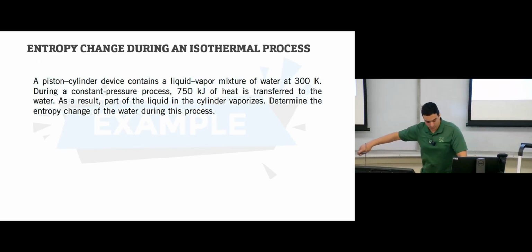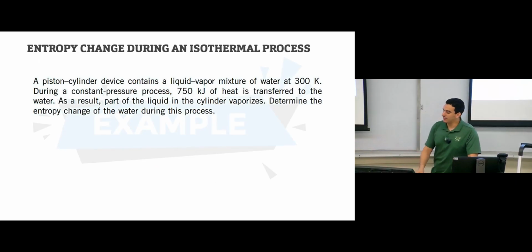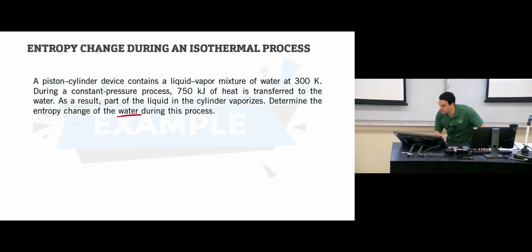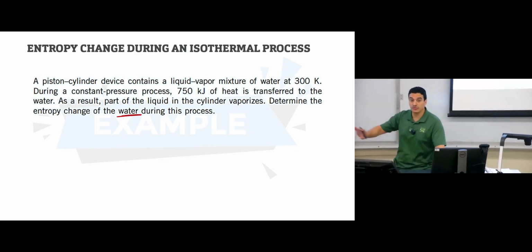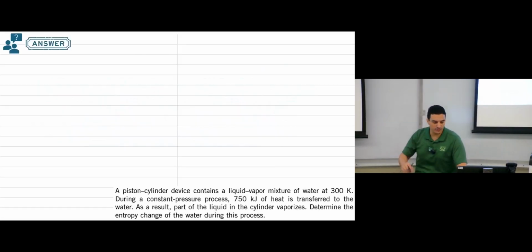This example says we have a piston cylinder device containing a liquid vapor mixture at 300 Kelvin. During a constant pressure process, 750 kilojoule of heat is transferred to the water. As a result, part of the liquid in the cylinder vaporizes. Determine the entropy change of the water during the process. Here we need to find the entropy change of the water. Okay, not the universe, not the total, only for the water.